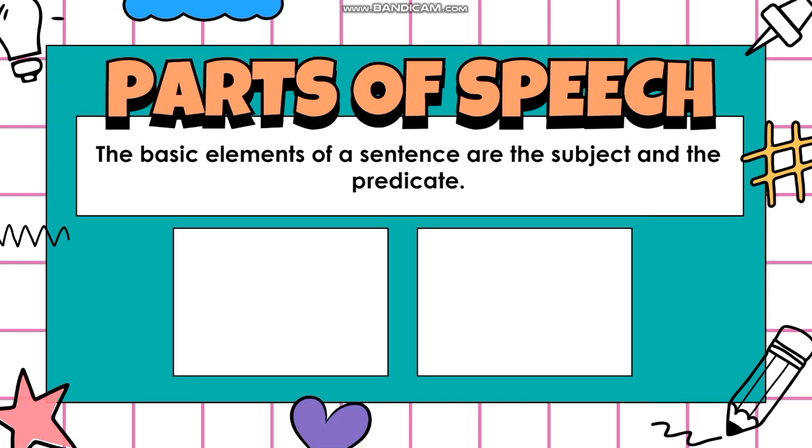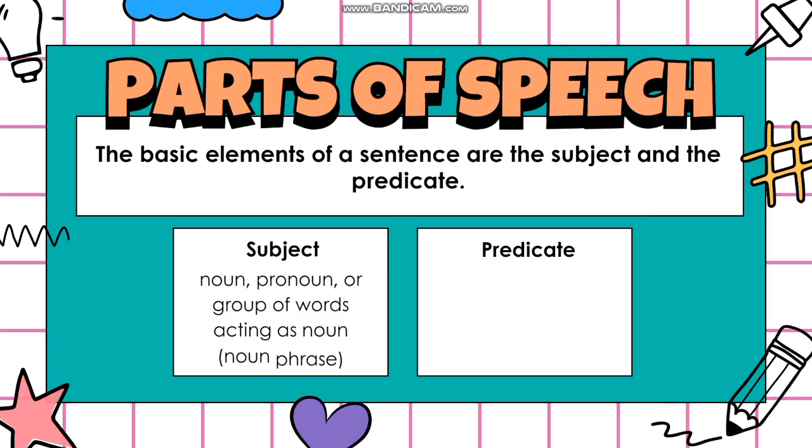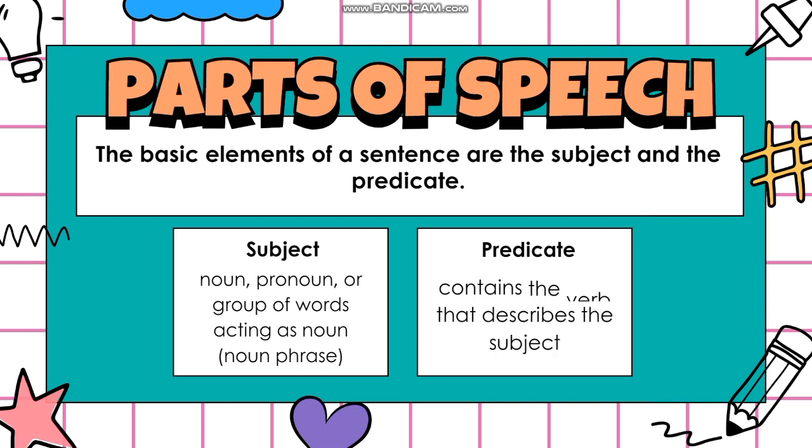The basic elements of a sentence are the subject and the predicate. The subject is always a noun, a pronoun, or a group of words acting as a noun or a noun phrase, and is what the entire sentence is about. The predicate, on the other hand, contains the verb that describes or tells us about the subject. Subjects and predicates can be either simple or compound.